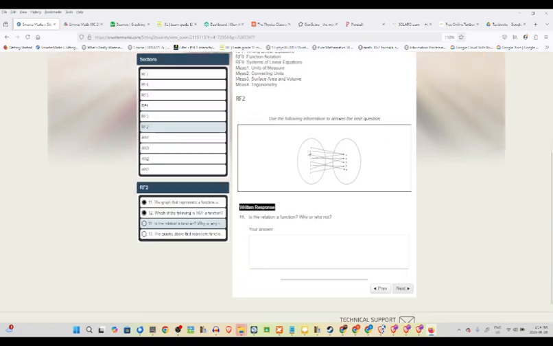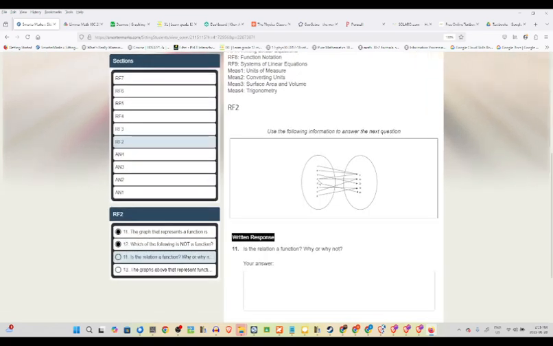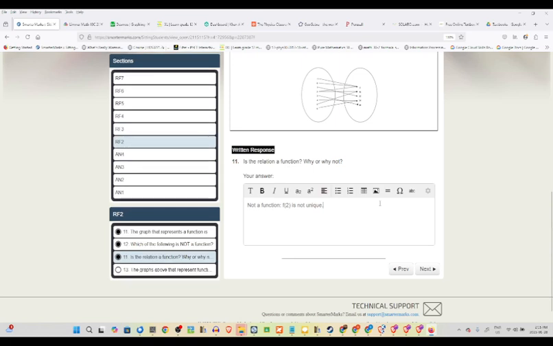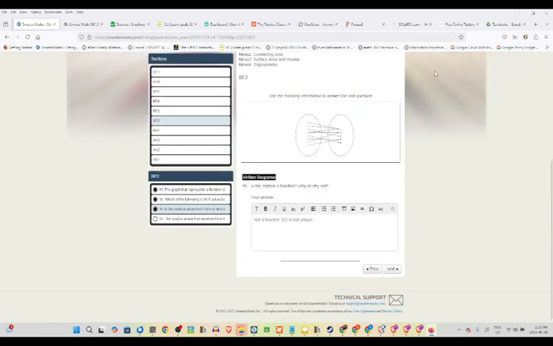Now here, we have to zoom in before we can really tell, but x equals 2 also has 2 arrows coming out of it. So that is not a function because the value when x is 2 is not unique.